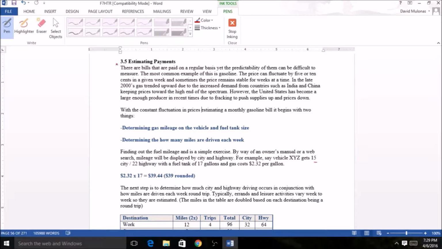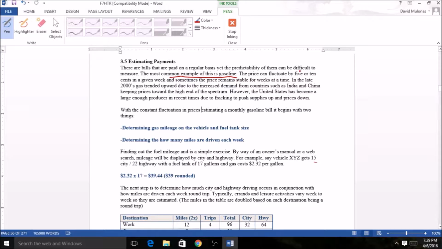Now we need to look a little bit deeper into something more variable, which is estimating payments. Variable meaning the monthly amount is a little bit harder to determine. And the thing that I'm speaking of is gasoline. Most people drive a car, so this is a very important thing. And this is because gas can fluctuate.